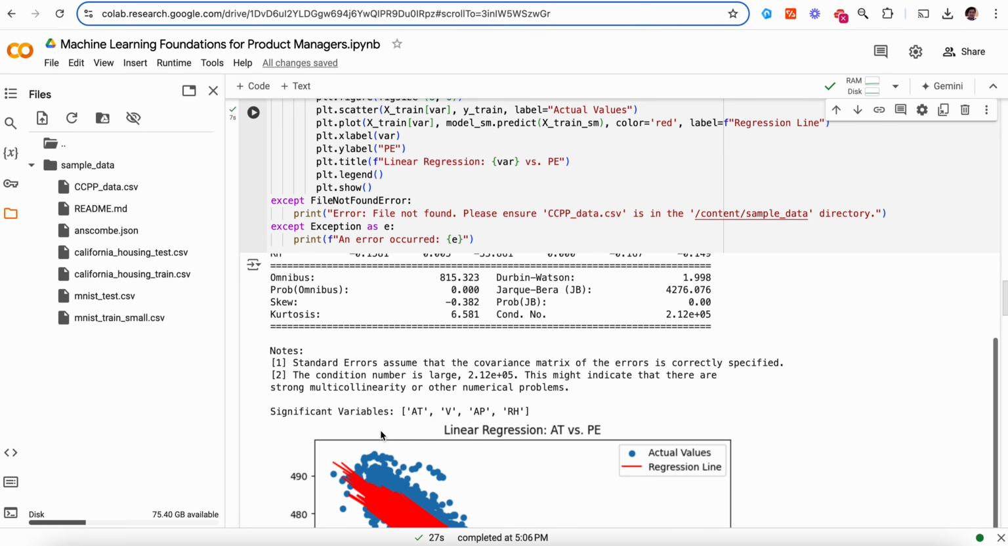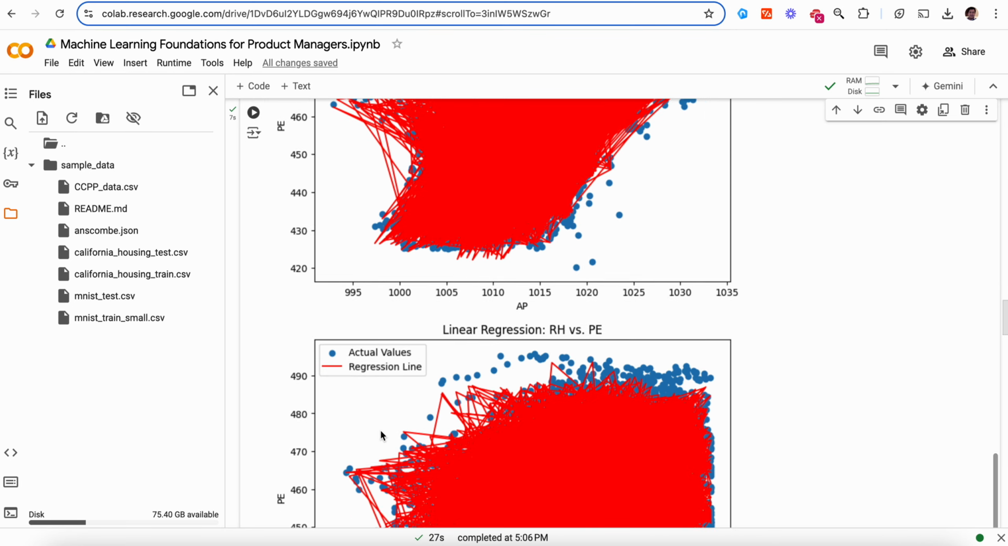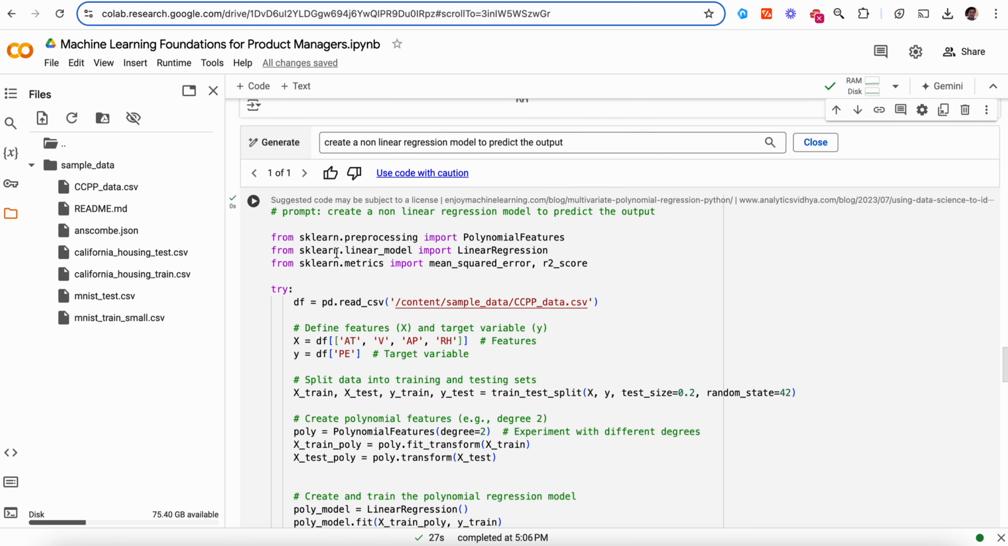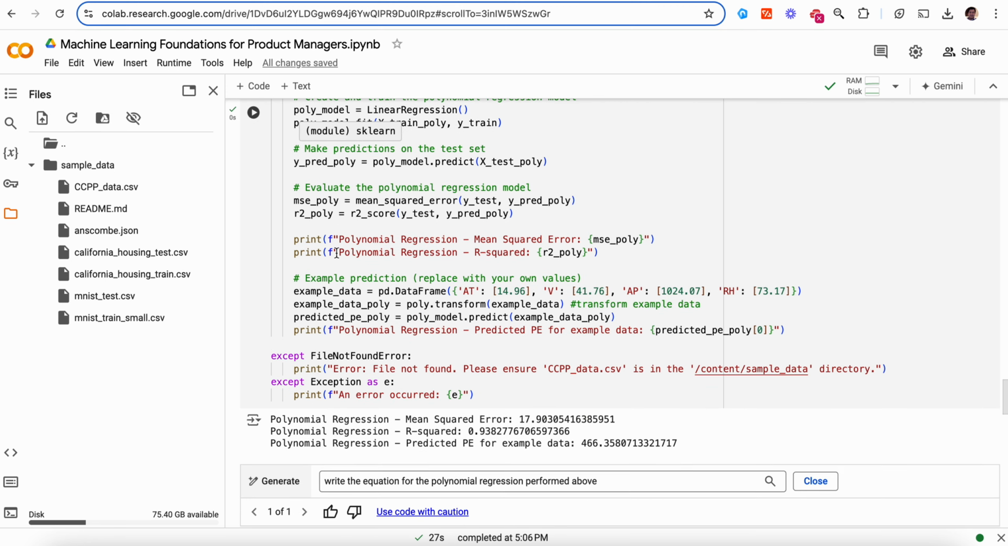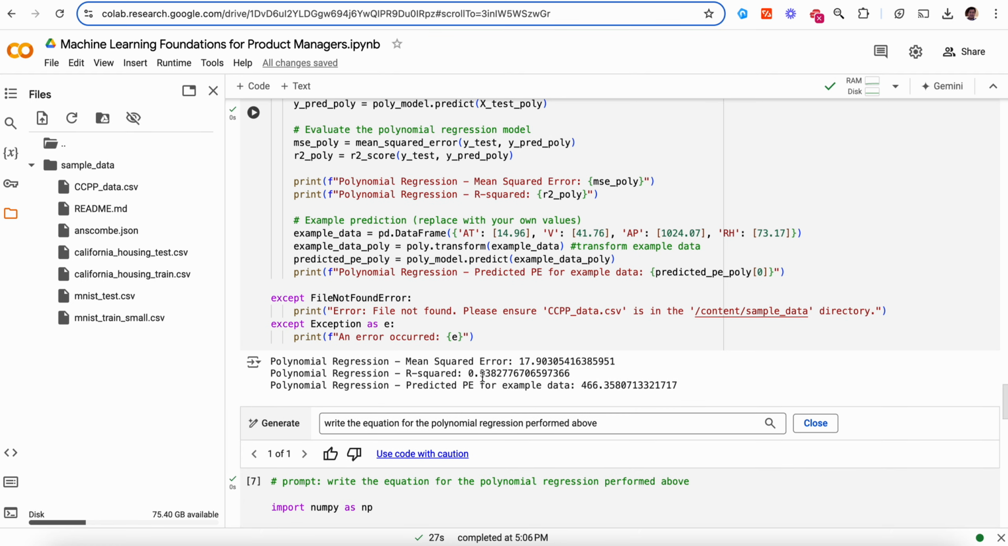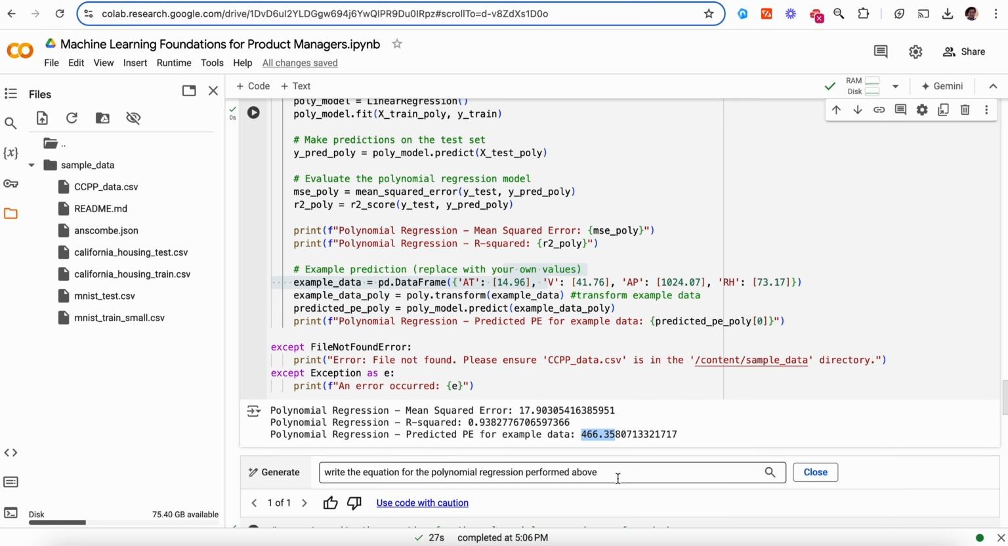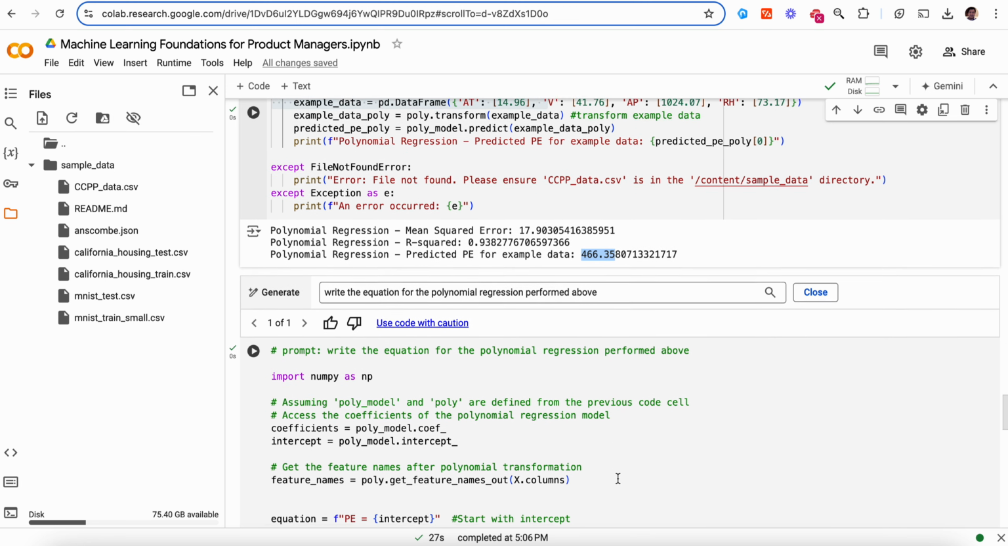Again, R square value. Next, I tried to do the same thing with a polynomial model. So this is again scikit-learn, created the polynomial model. Again, the R square slightly improved from 93 to 93.8%. So we can be a bit more accurate in predicting the electrical output. For that sample value that we used here, we got 466.36 as the predicted electrical output.